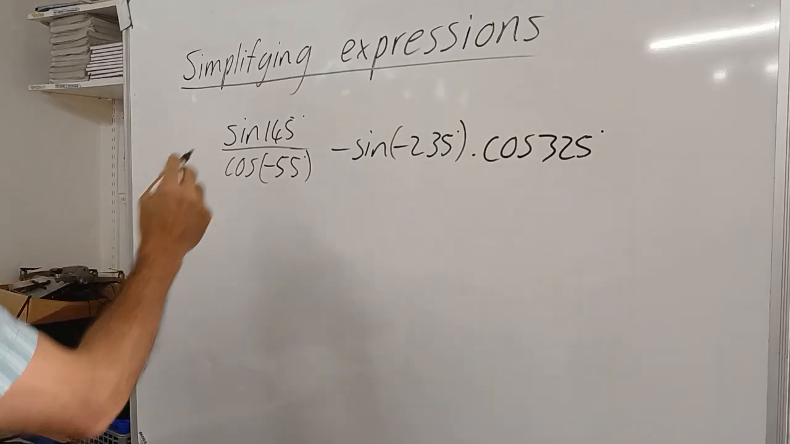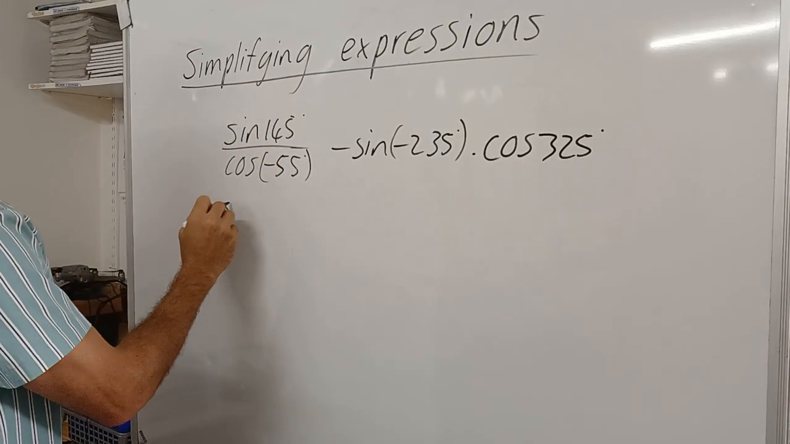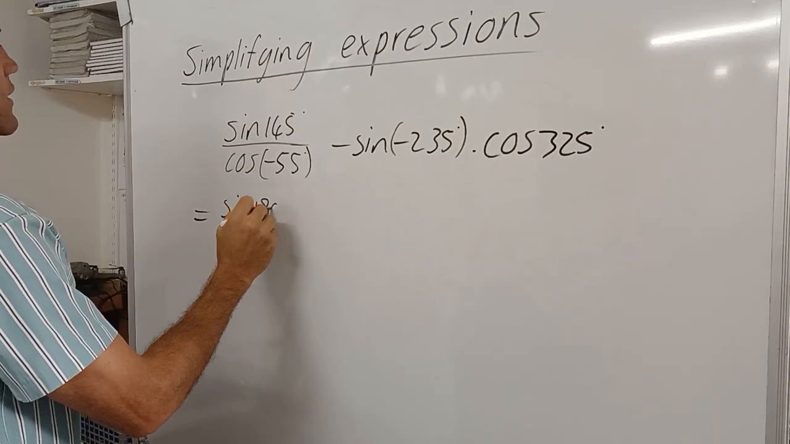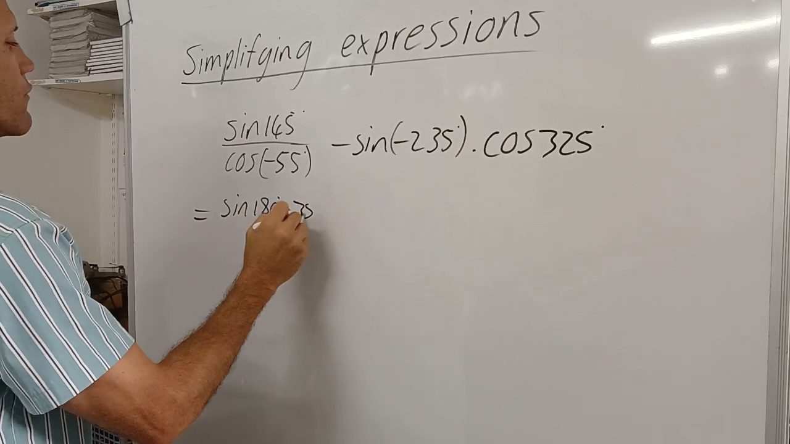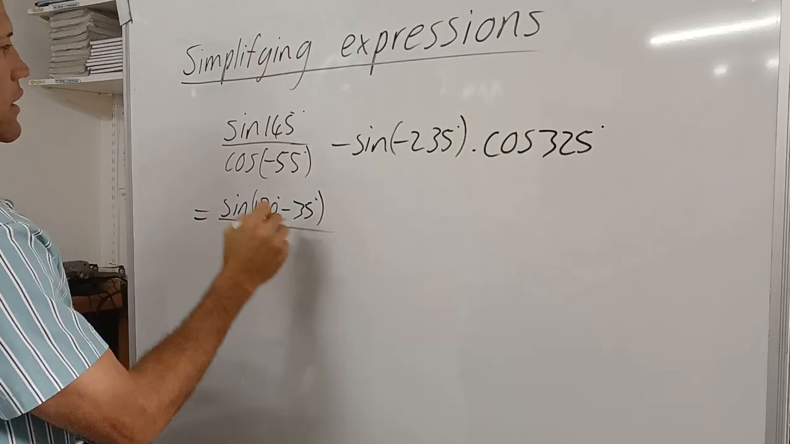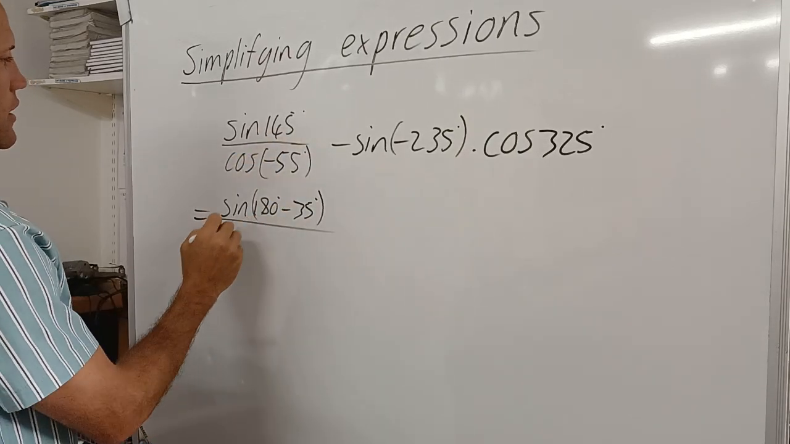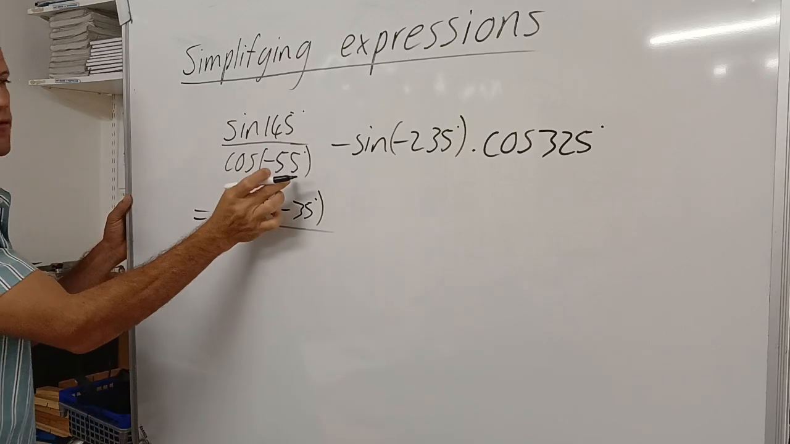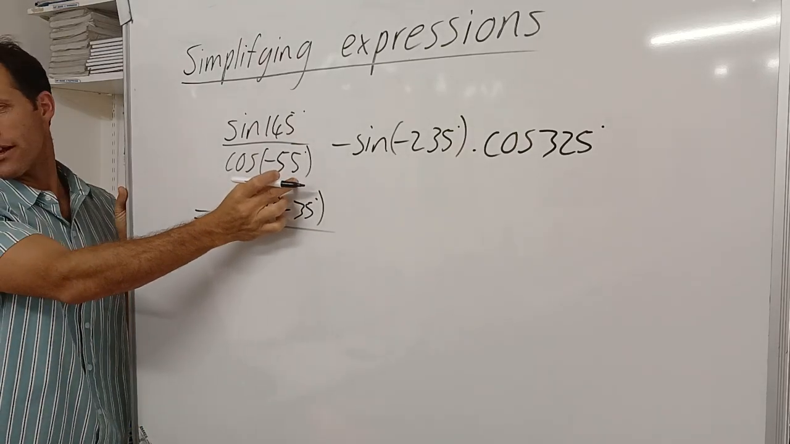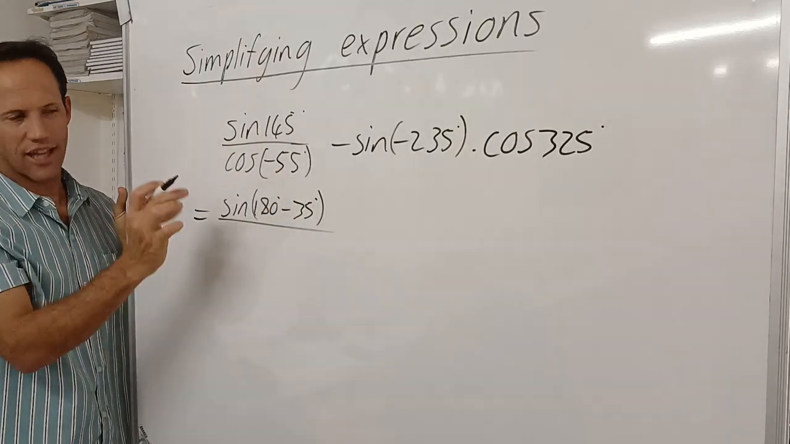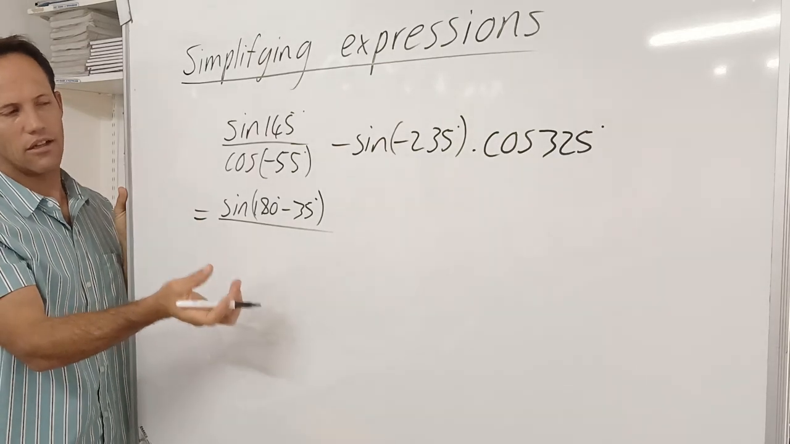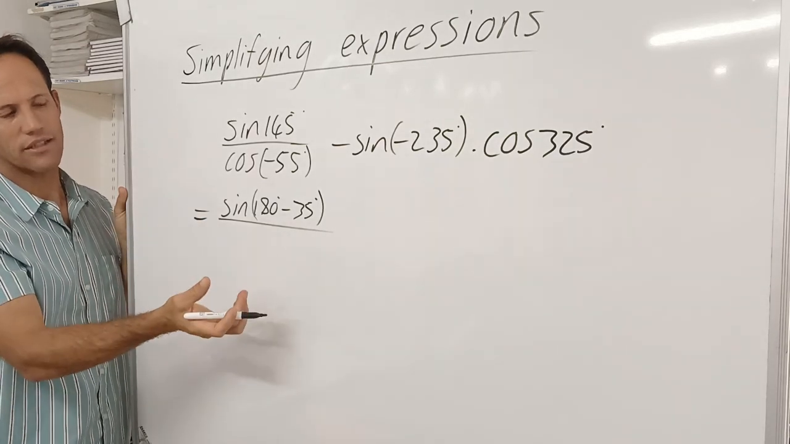Okay, so this part is easy now. Sine 145 is sine of 180 minus 35. Okay, second quadrant, 180 minus theta. This one is fourth quadrant. Remember, negative theta is the fourth quadrant. It's the same as 360 minus theta. Negative theta and 360 minus theta are the same.